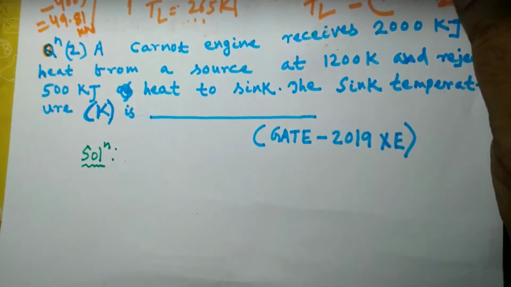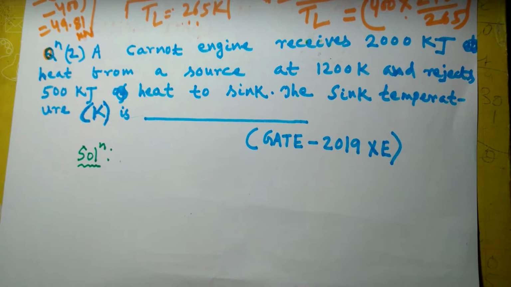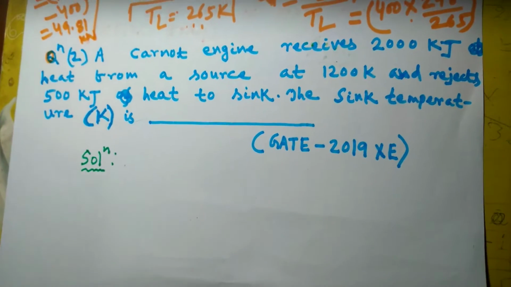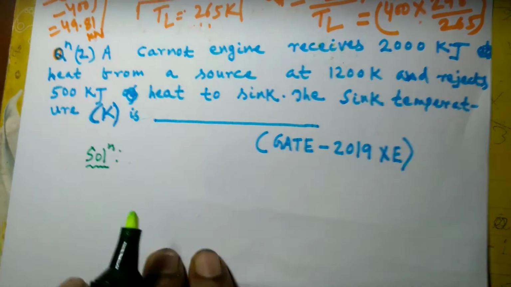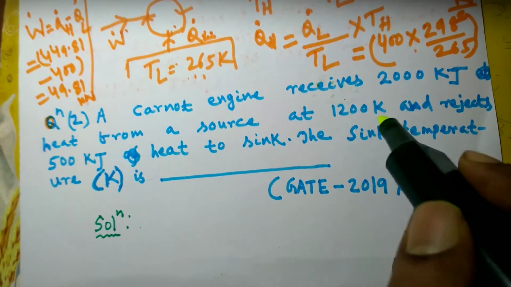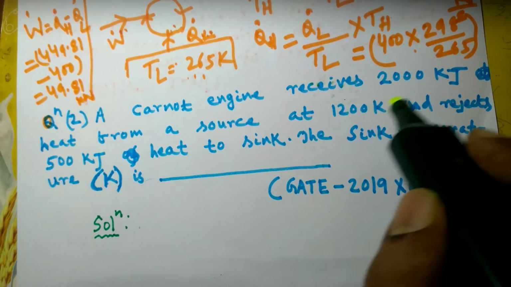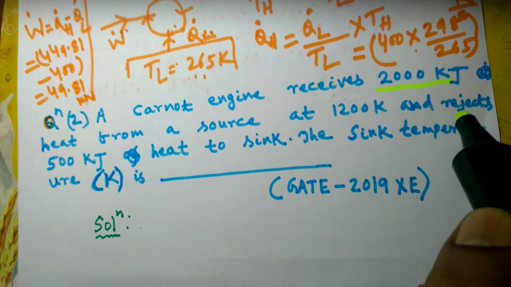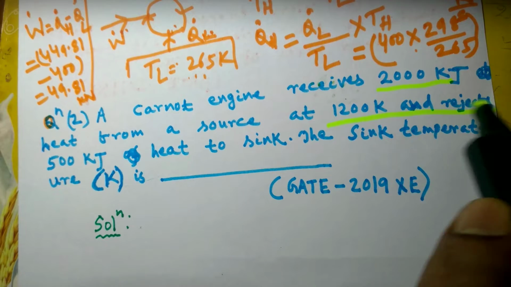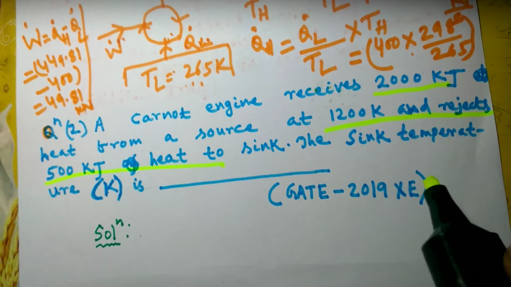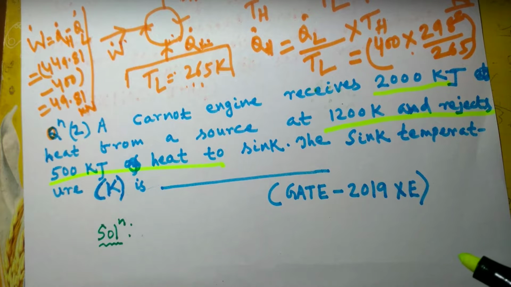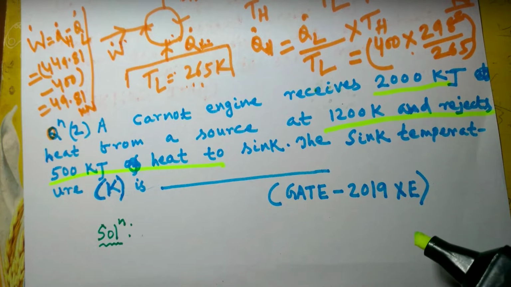Next question is, a Carnot engine receives 2000 kilojoule heat from a source at 1200 Kelvin and rejects 500 kilojoule heat to a sink. The sink temperature in Kelvin is how much? It was asked in the GATE 2019 ESE.